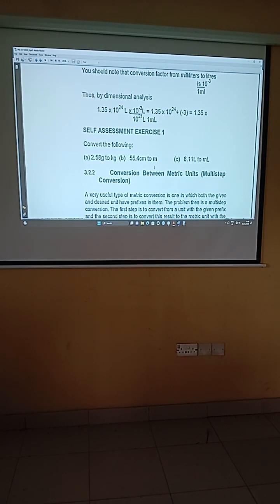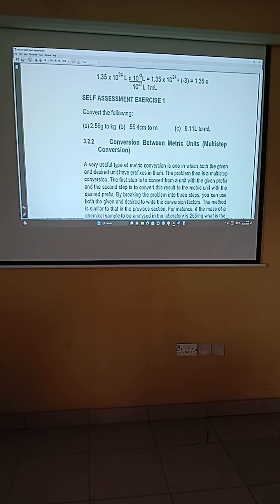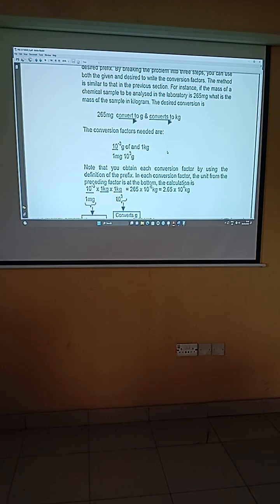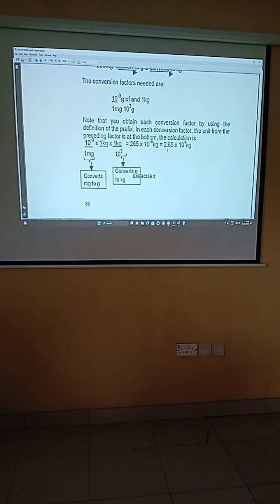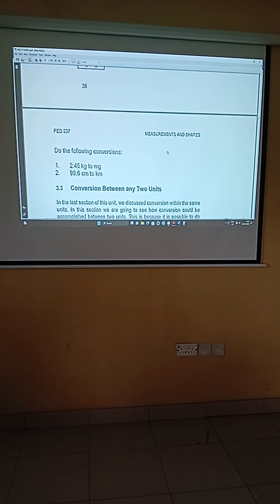So I will encourage you to go through the self-assessment exercise 1 and submit online. And I also encourage you to go through the conversion between metric units. These ones are just like what we did. They are very, very straightforward and simple from one point to another. Okay, we'll be stopping here now for our time's sake.